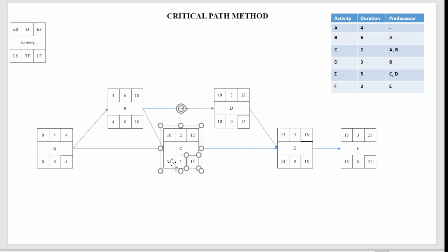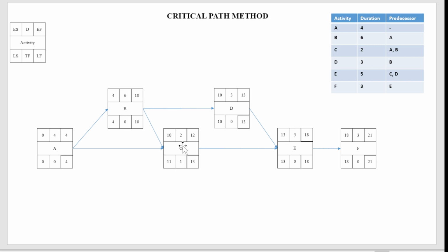So what it actually means is that activity C was completed on the 12th day, but activity E was starting on the 13th day. It means you had a 1 day gap between these activities. So if you delay your activity C by 1 day, your successor E is not going to be impacted, because activity E was depending on D rather than C. This is what total float actually means.